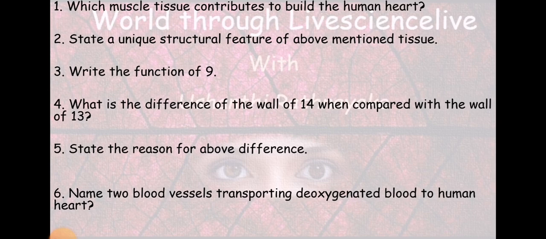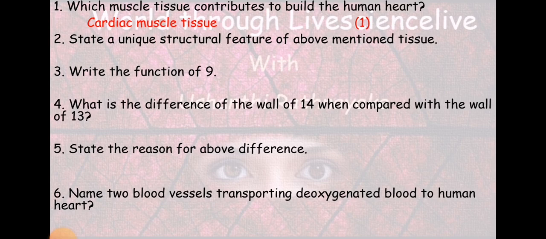Which muscle tissue contributes to build the human heart? As you know, there are several muscle tissues in our body. For example, skeletal muscle tissue, smooth muscle tissue, and cardiac muscle tissue. So, children, cardiac muscle tissue is the specialized muscle tissue which builds up the human heart. So, our answer is going to be cardiac muscle tissue. You are getting 1 mark.